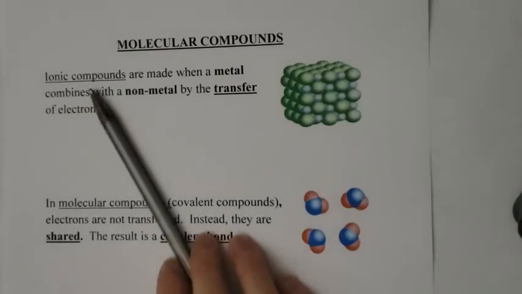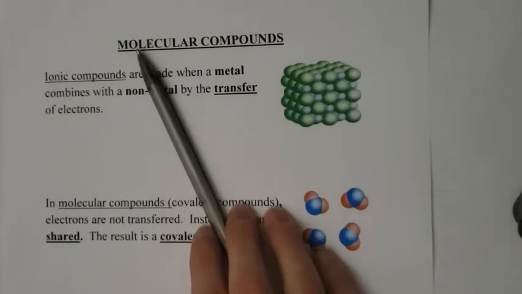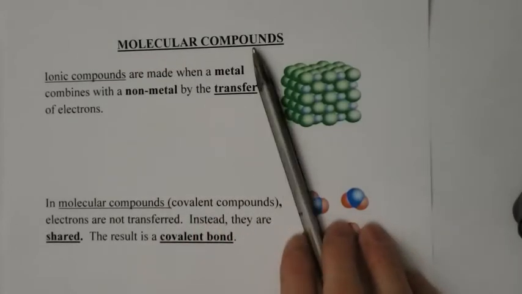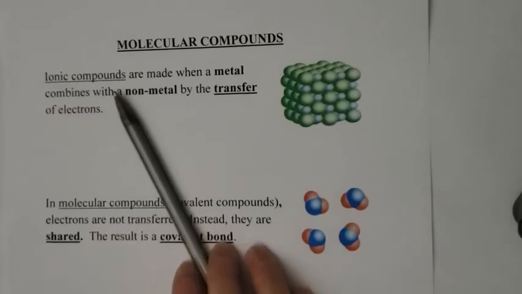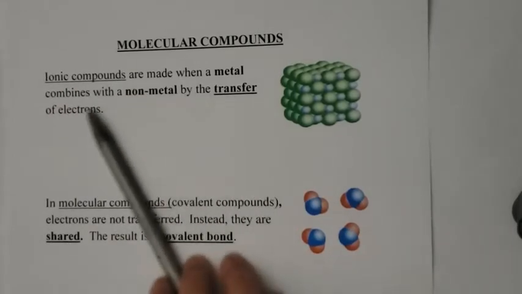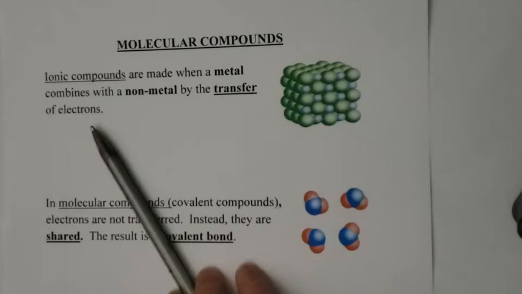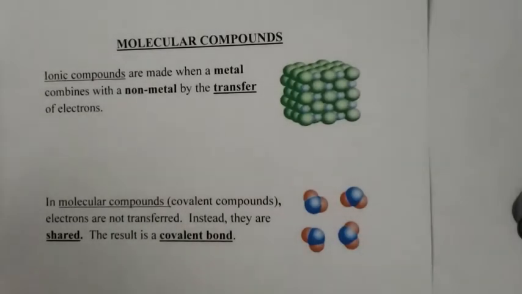So far, we've been talking about ionic compounds, and now we're going to move to a different type of compound called molecular compounds. Before we do so, one last review of what ionic means. An ionic compound is made when a metal combines with a nonmetal by the transfer of electrons. So, what does that mean?